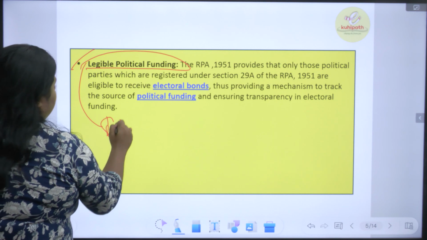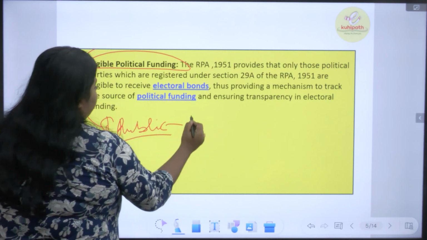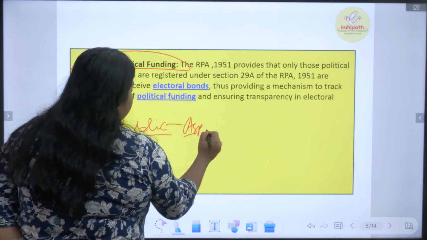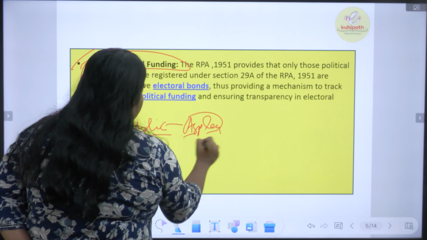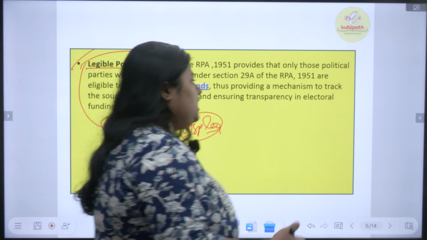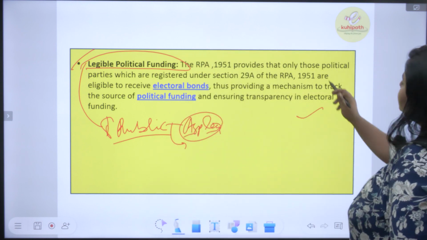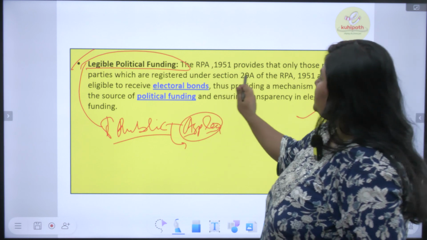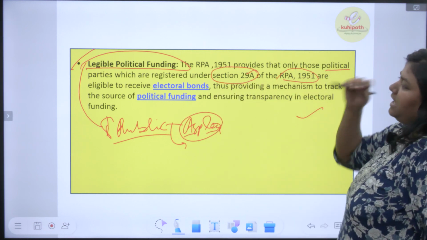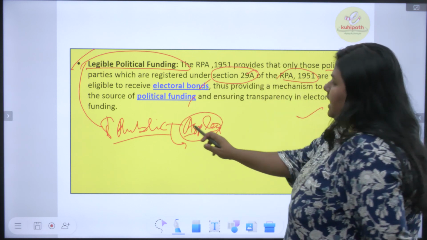We talked about the public exchequer concept: the money in the public exchequer. Aspiring legislators will get this money to run for elections. That election funding has to be legible, and I must ensure that only those political parties which are registered under section 29A of the Representation of People's Act are eligible to receive electoral bonds and political funding.